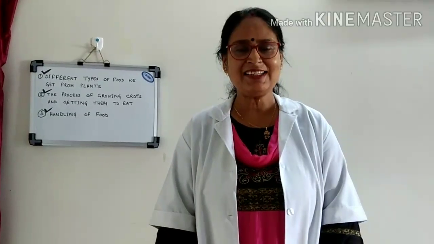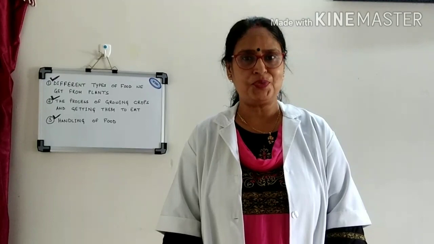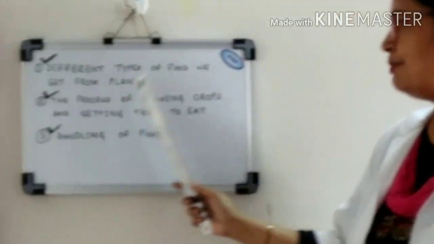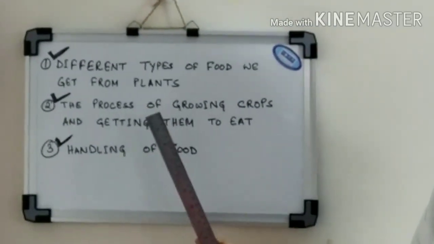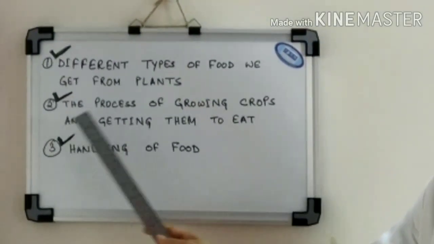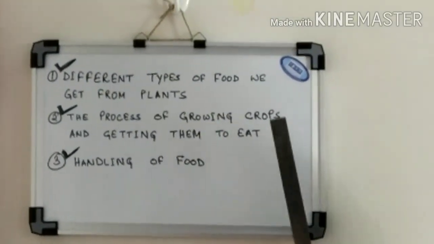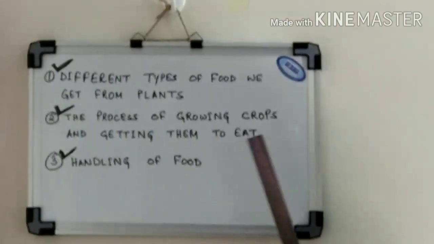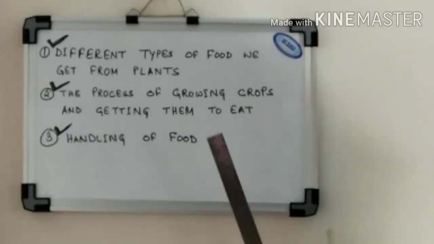So students, you have learned 3 topics today. Number 1, different types of food we get from plants. Number 2, the process of growing crops and getting them to eat. Number 3, handling of food.